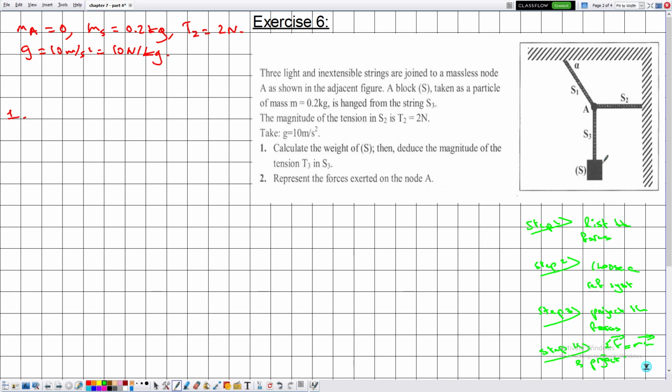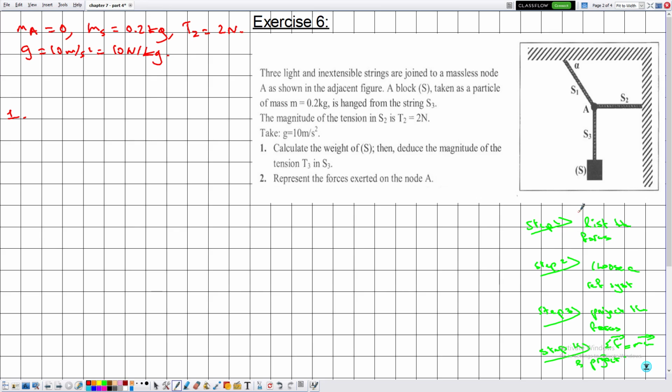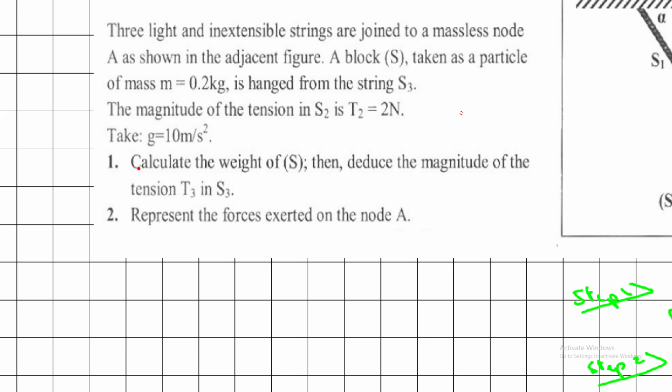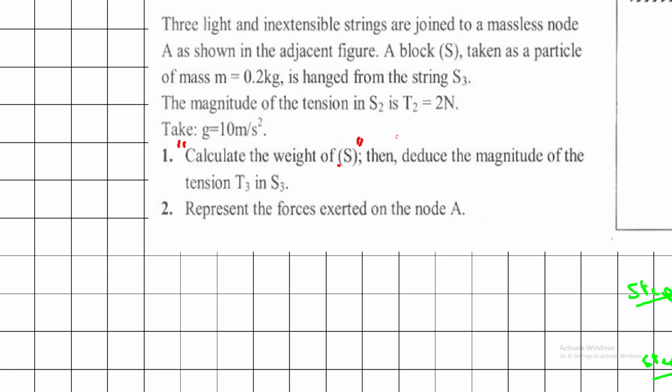Now here we must be very careful because we have two bodies involved in the system. We have the body A and we have the body S. So we can apply sum of forces equal to ma to body S and to body A. So notice that in part 1 they are telling me to calculate the weight, so it consists of two parts. This is the first part. They are telling me to calculate the weight of S.